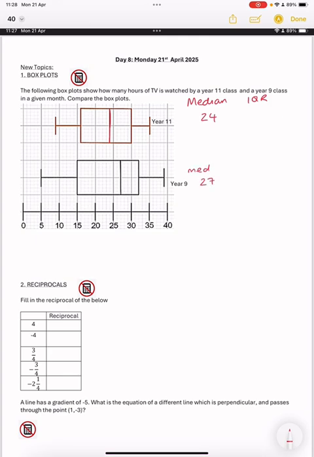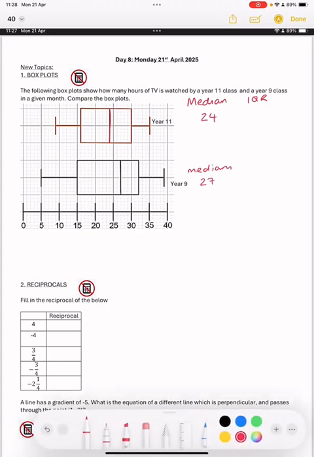The interquartile range is the value here, which is the upper quartile, take away this line, which is the lower quartile. So that's going to be 30, take away 16, which is 14. And for the year 9s, we have got 32, take away 15, which will be 17.